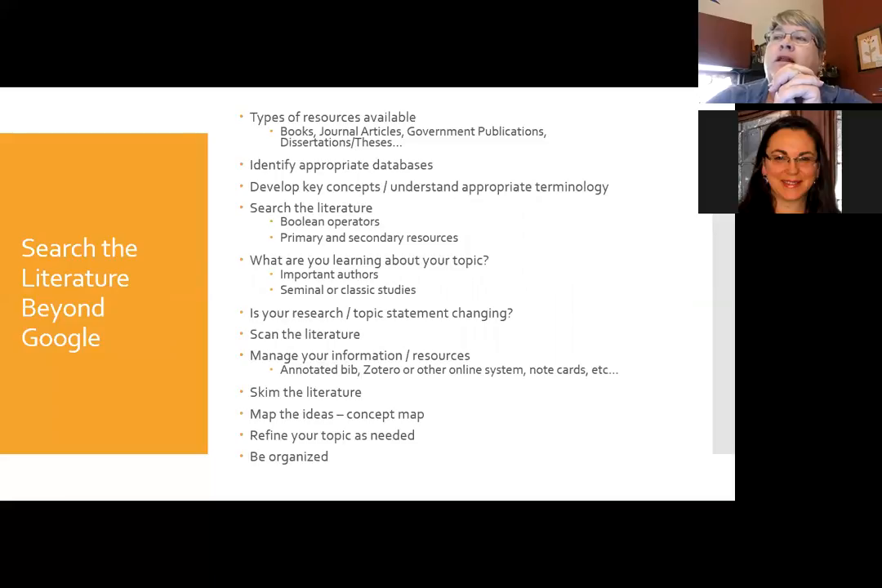The first one is, think about the types of resources that are available that might have information on your topic. If it's a very current topic, it may not be published in books. It may be only in journal articles, or it may be in the news. A lot of research that is kind of cutting edge may be in dissertations and theses, because students are constantly looking for ways to do research or new topics to do research on. And so you might look at dissertations and theses.